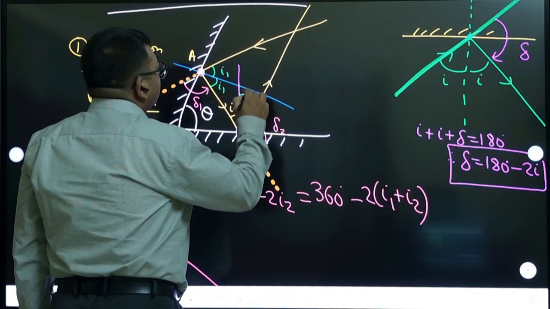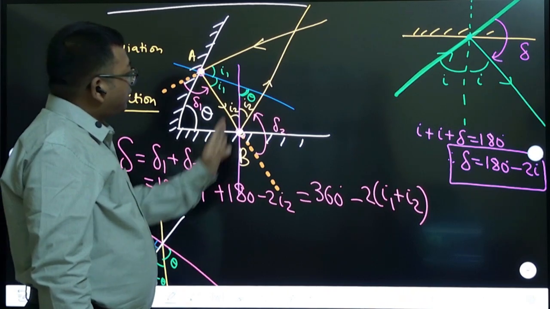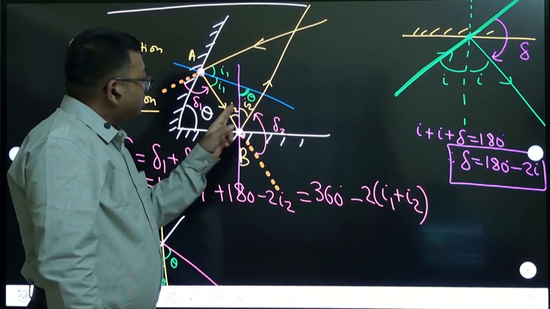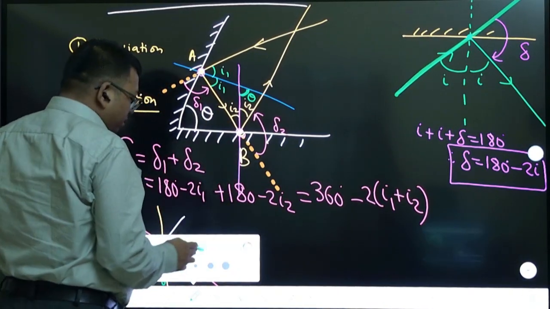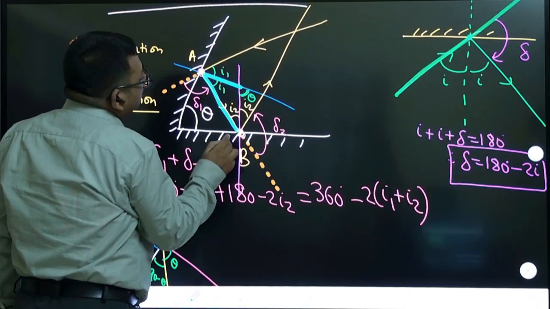Very easily you can figure out this angle as the same theta, because this is the vertical and this is the normal to this surface, right? Now look at this triangle.